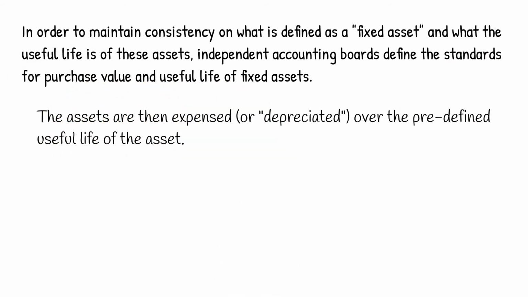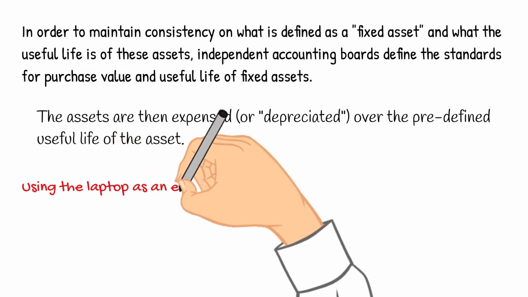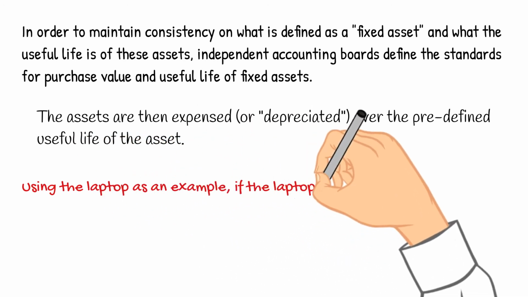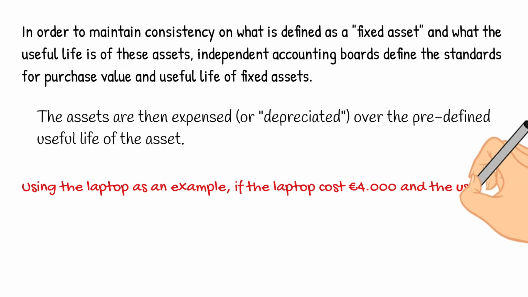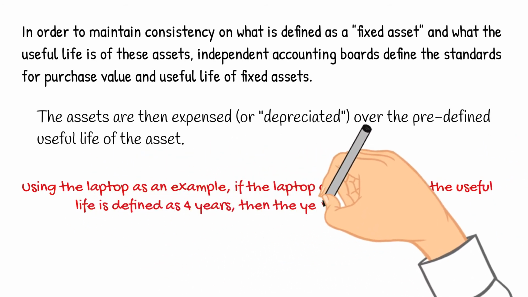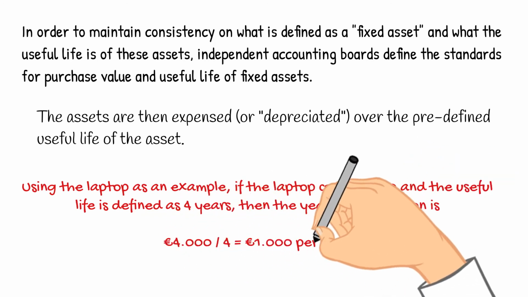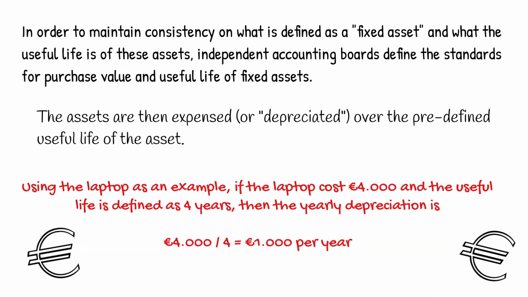Using the laptop as an example, if the laptop costs $4,000 or 4,000 euros and the useful life is 4 years, the yearly depreciation is 4,000 divided by 4 or 1,000 per year. Again, keep in mind, cash is not depreciation. You spent 4,000 cash, but only 1,000 will be expensed in the first year. By the way, adjustments are made for months within the year.